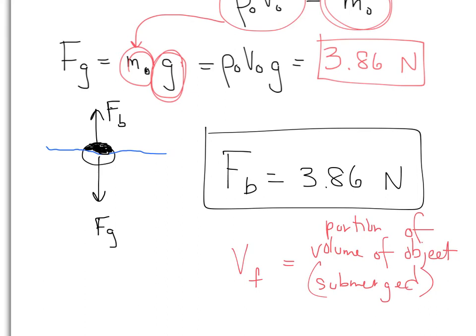Now, we know the buoyant force. We know the gravitational force in this problem. What was the buoyant force equal to? What was it? 3.86 newtons, very good.